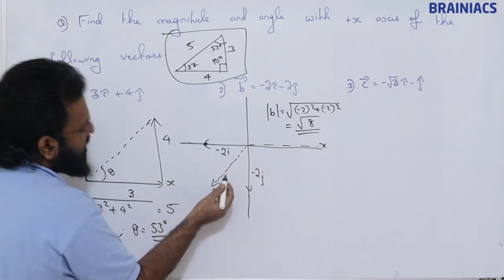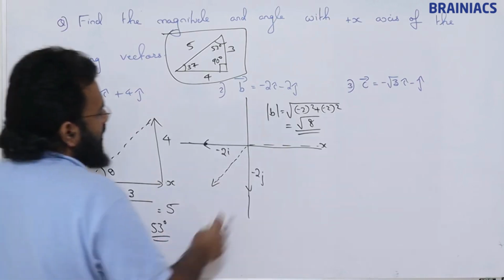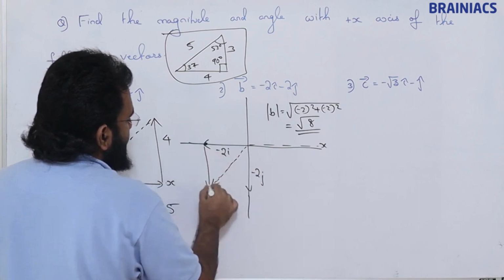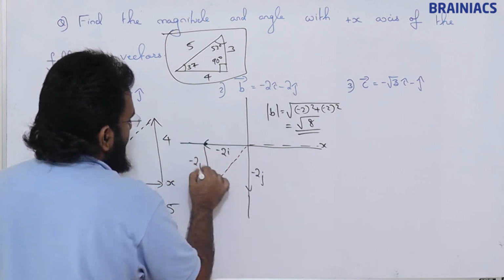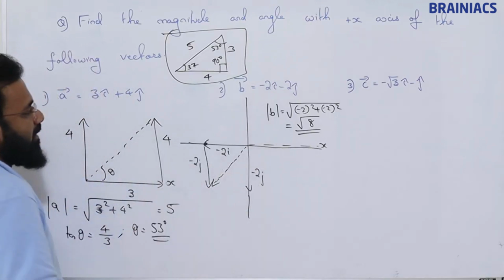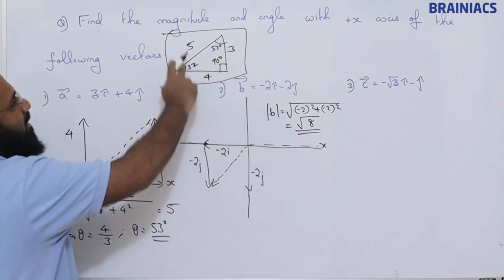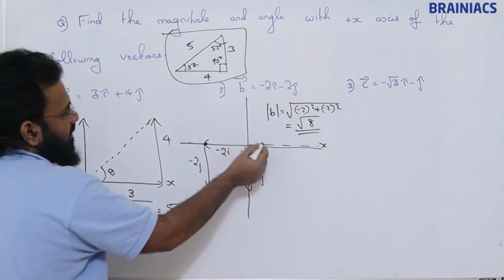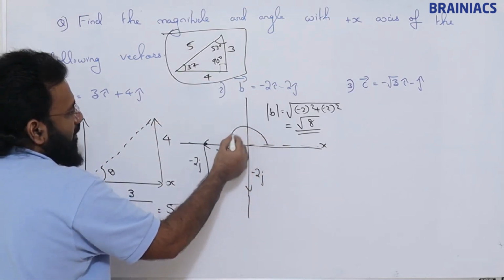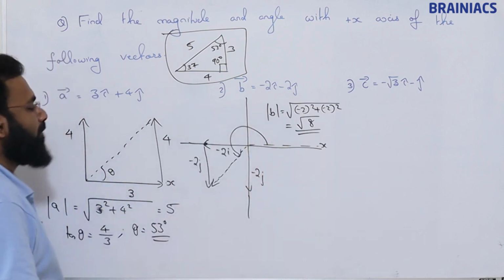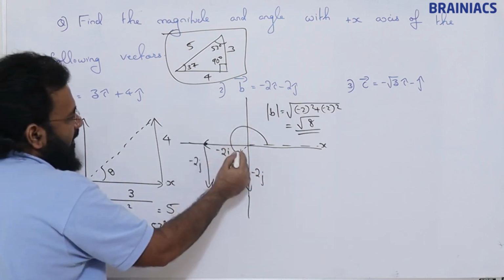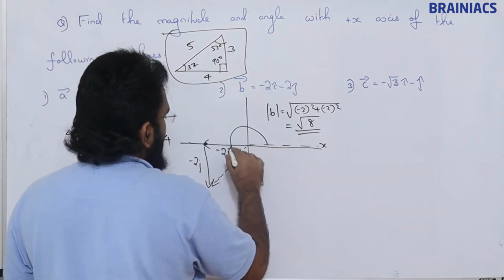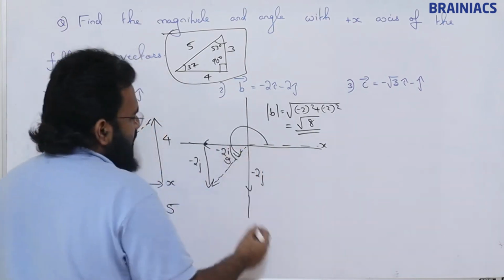Now what about the angle with respect to the positive x-axis? So this is the resultant. Using parallel shifting, we can keep this vector here. They are asking the angle with the positive x-axis. So positive x-axis means we should measure from here. This is the angle. First we will find this angle, then we will merge that.